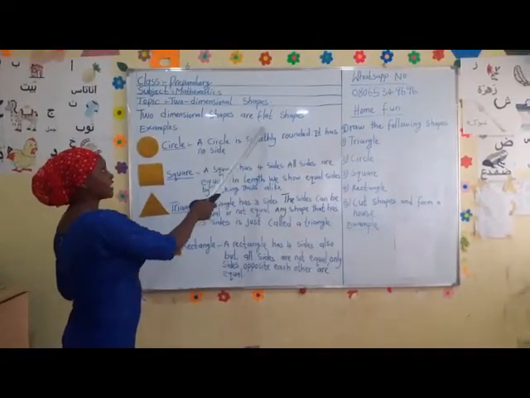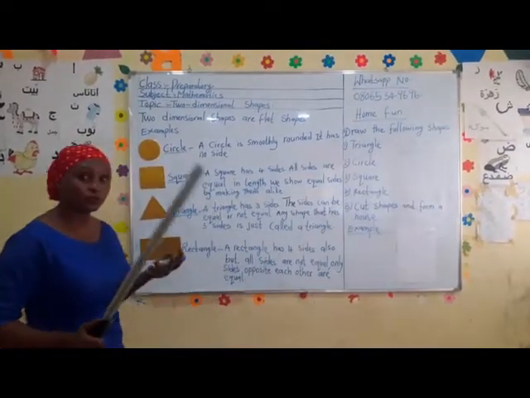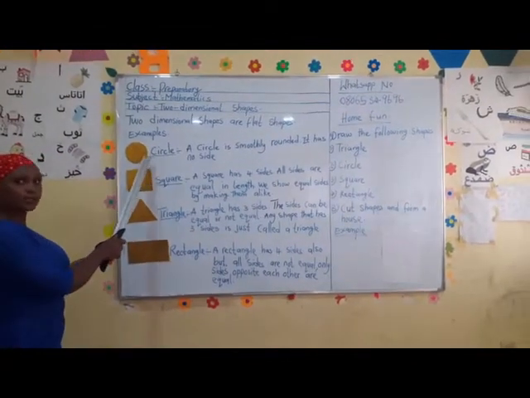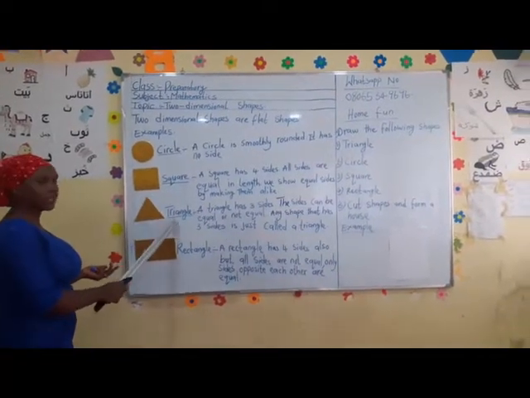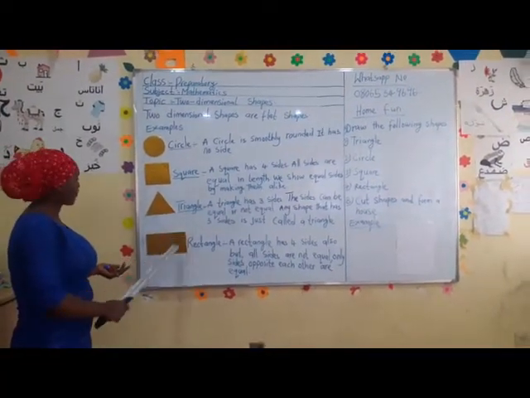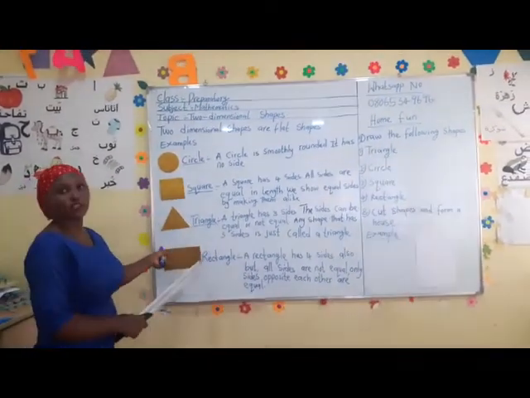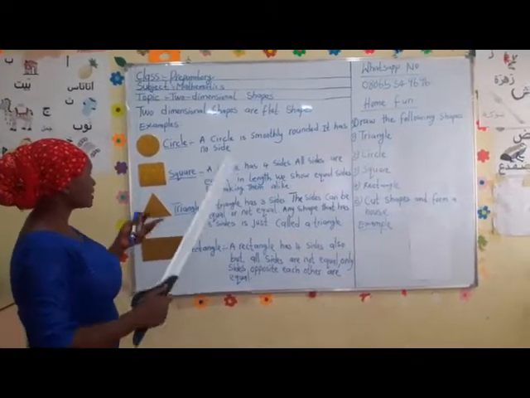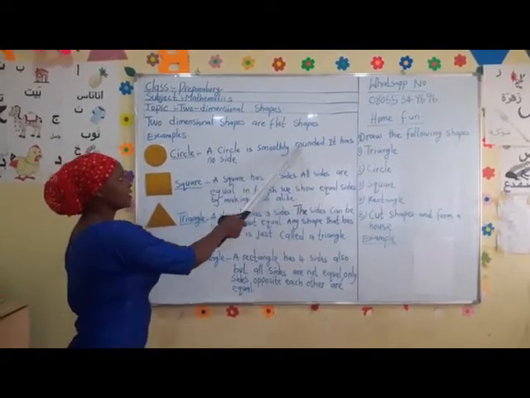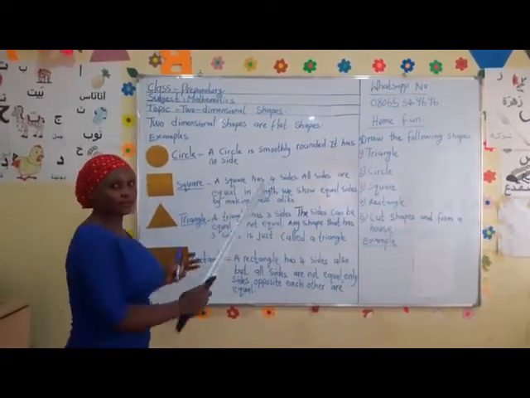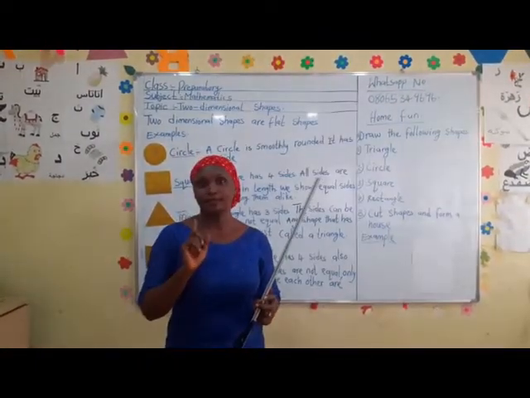Two-dimensional shapes are flat shapes. They are flat in nature. Examples of those shapes are circle, square, triangle, and rectangle. These are the two-dimensional shapes. Now we are going to see how they look. A circle is smoothly rounded. It has no side at all.